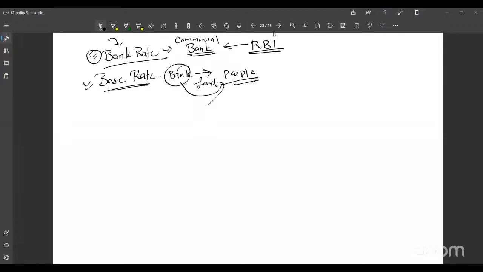Base rate and MCL are one and the same. ரெண்டுமே ஒண்ணுதான். So let's discuss this with an example.